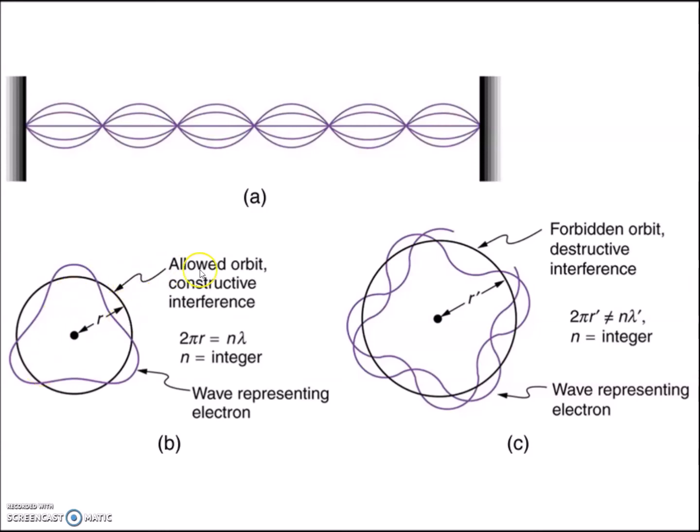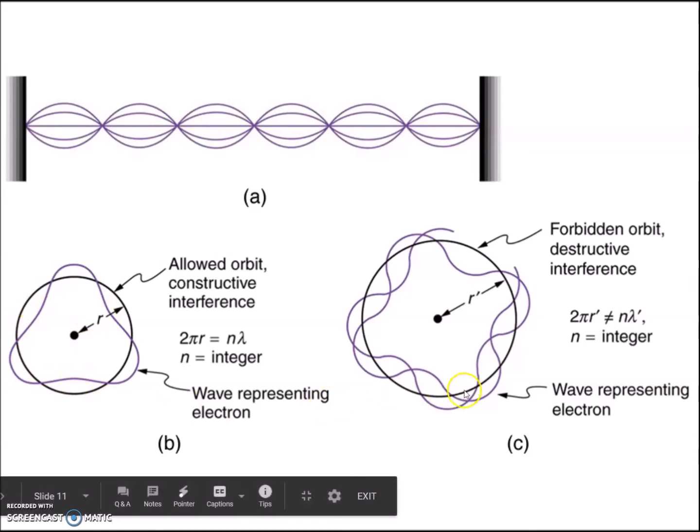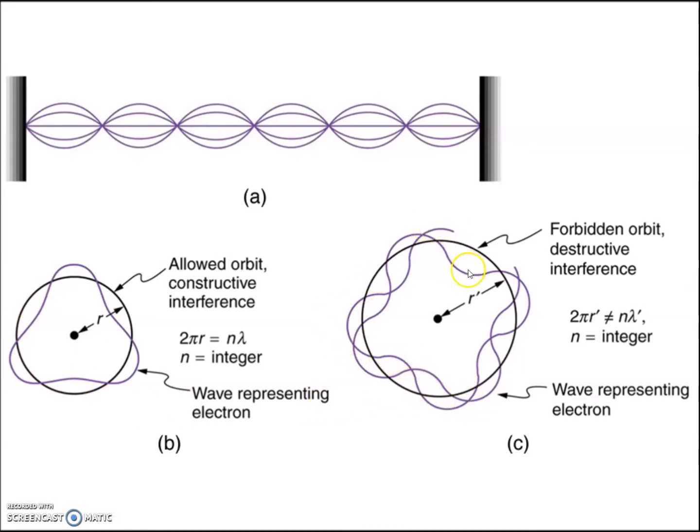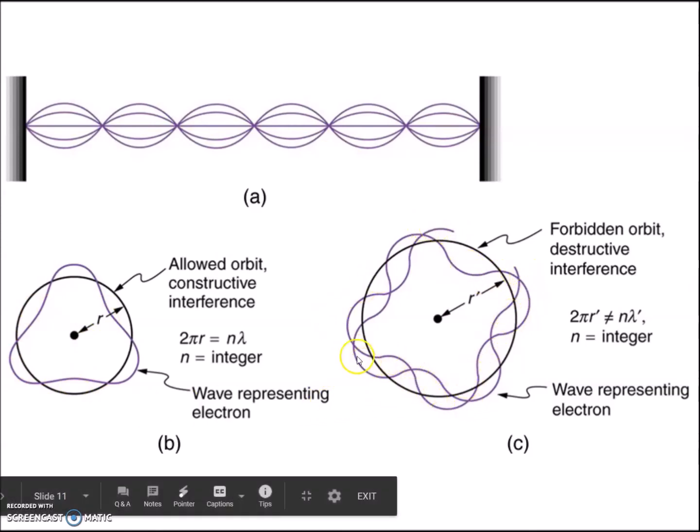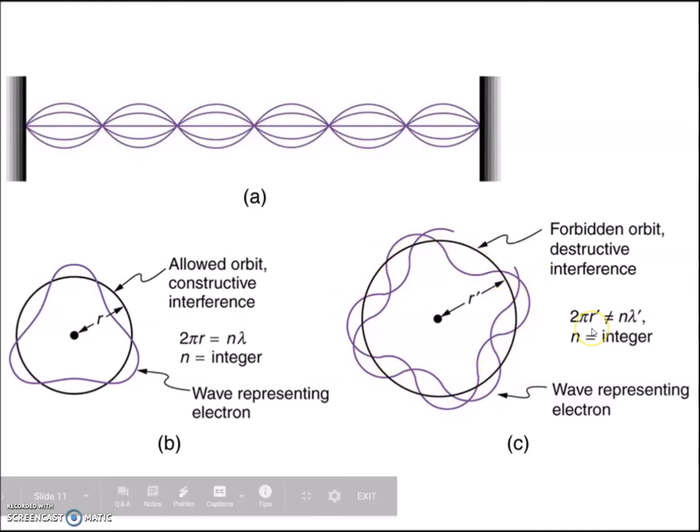So consider this one. Here's an allowed orbit. There's exactly 1, 2, 3 nodal points. But consider this one. There's a non-integer value for the number of nodal points. And if there's not an integer value, then the wave collides with itself, and it's called destructive interference, and it can't exist, at least at that energy level, within that particular atom.